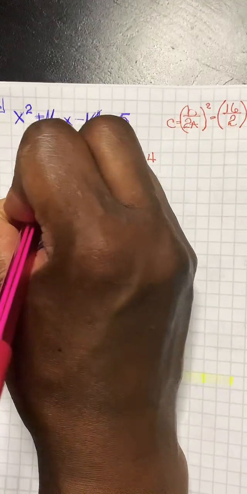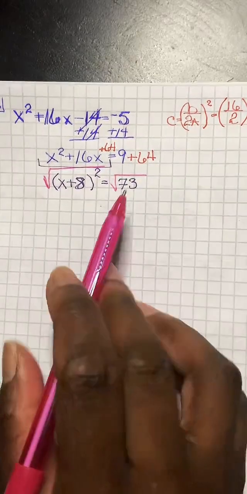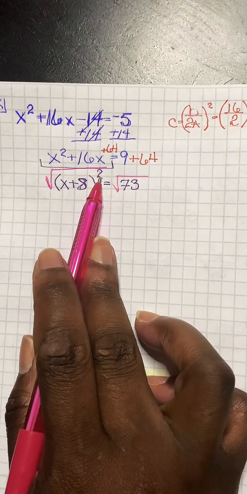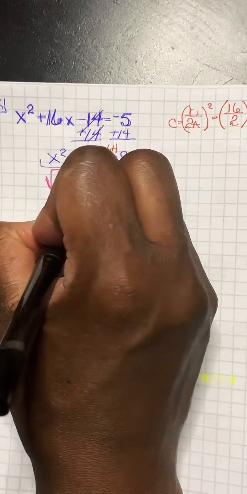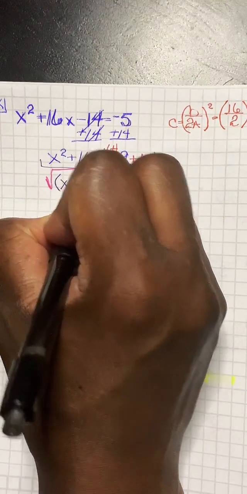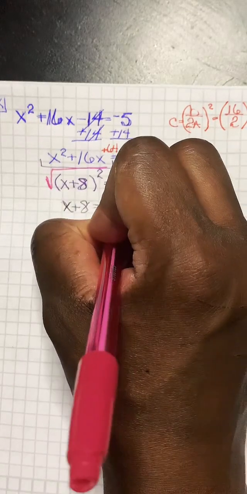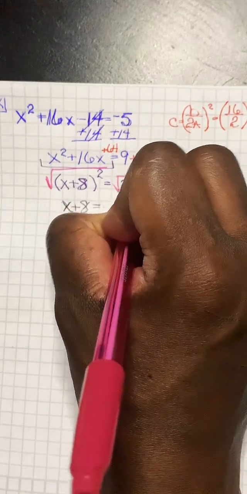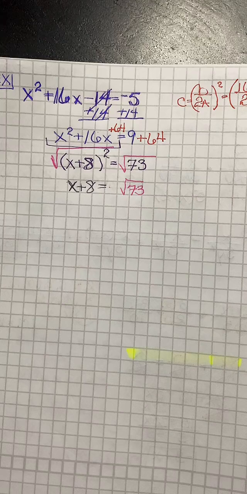Yes, and 73 is prime. So we have to do the square root of both sides. In order for us to get rid of this square, we have to do its inverse, which is the square root. So now what's left is your x plus 8 equals square root of 73. What's missing? What's missing?